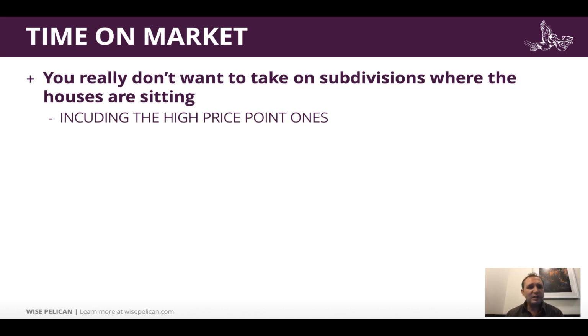Something that can oftentimes get overlooked is the time on market. And a lot of times real estate agents say, oh, well, it's fine. It's a high price point. I'm willing to have this higher time on market because these price points are so high. And often this is a trap that newer agents fall into. You do not want a bunch of expensive houses that sit on the market for years.